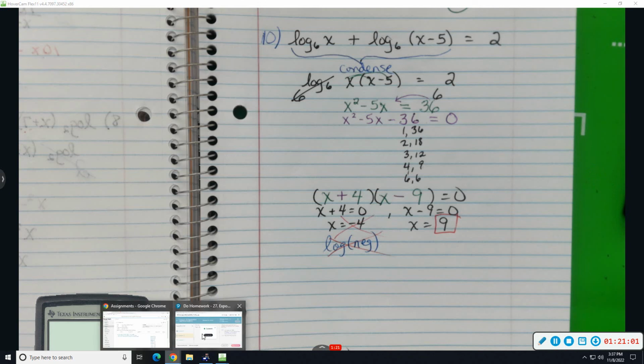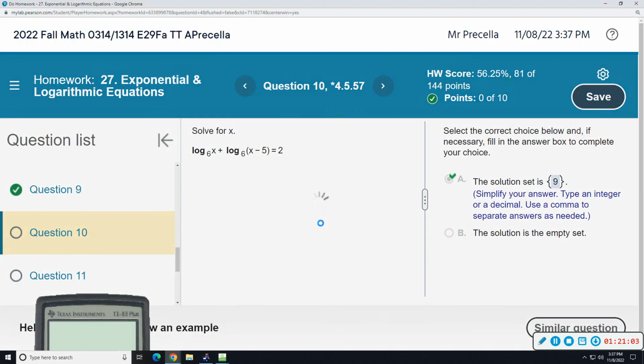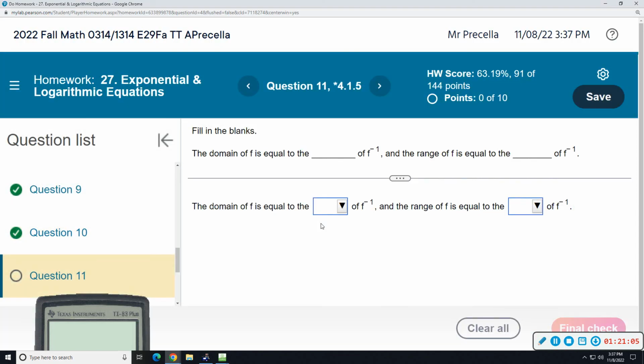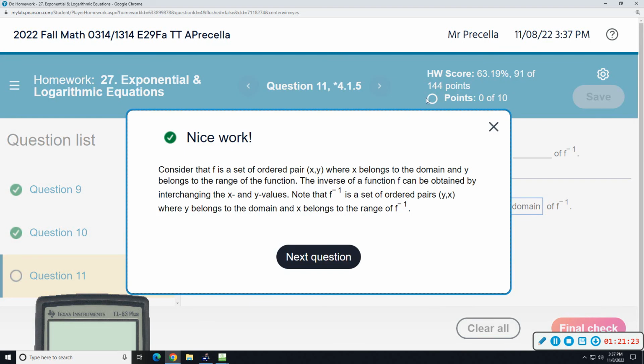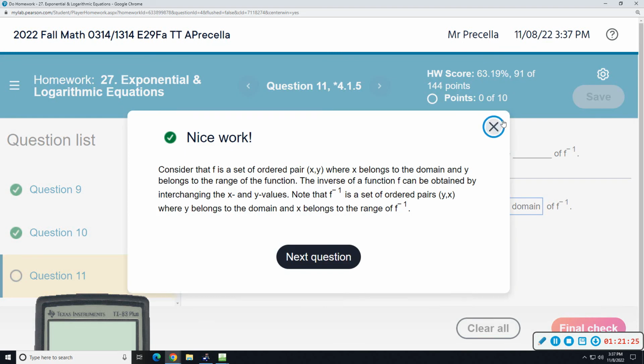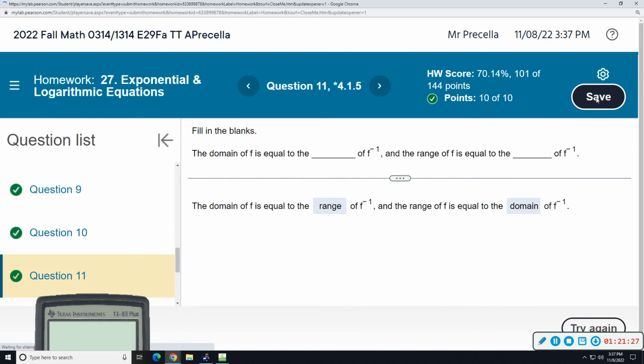Okay, let's see, number 11. Oh, yes. Do I remember the stuff about domains? The domain of f is equal to the range of f inverse. The range of f is equal to the domain. Yeah. Okay. Well, anyway, so we're through with this for today.